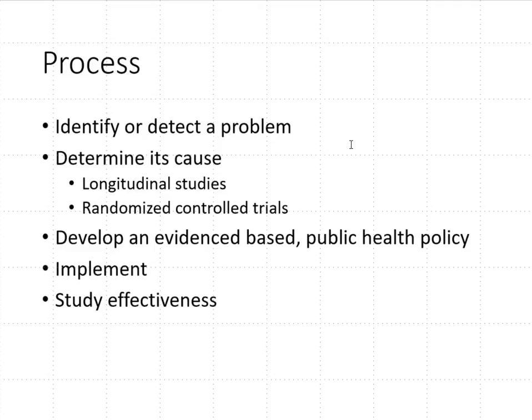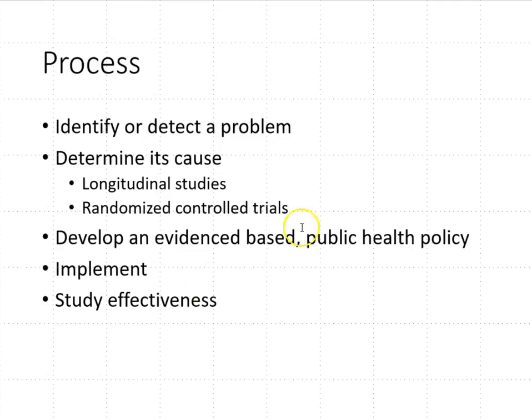We want to determine its cause as best we can, and that requires a number of studies like longitudinal studies, randomized controlled trials, and other kinds of studies. Animal studies can apply here as well in terms of understanding how myopia develops. And then we want to use this information to motivate and develop an evidence-based public health policy.